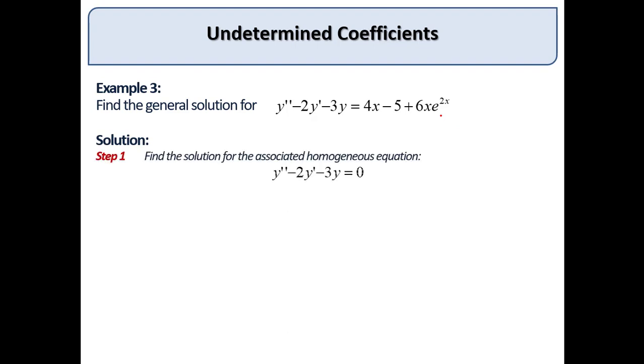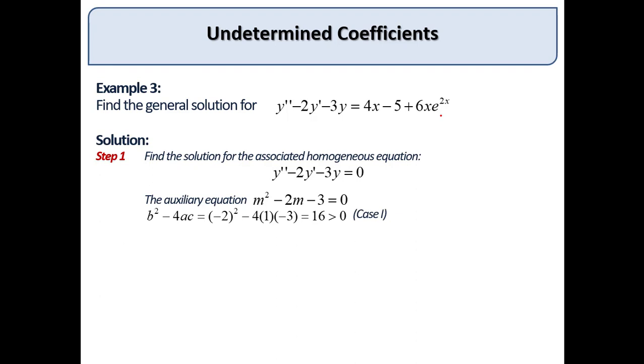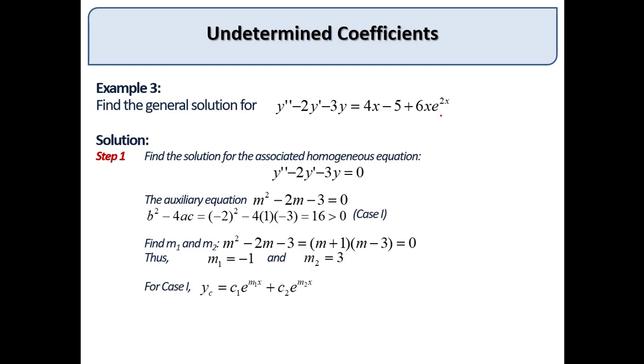The first thing is that you can find the solution for the homogeneous part, which is related to the complementary functions. You can see that this is m squared minus 2m minus 3 equal to 0. This is case 1, real and distinct roots. So we will have m equal to negative 1 and 3. So for case 1, our solution is yc equal to c1 natural exponential of negative x plus c2 natural exponential of 3x.